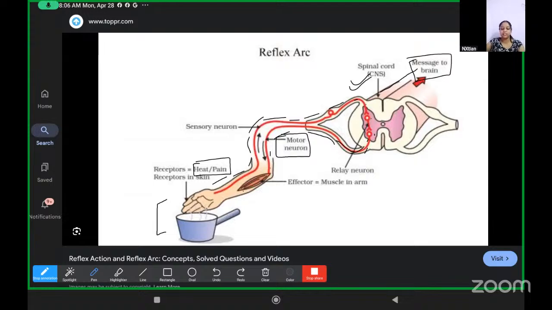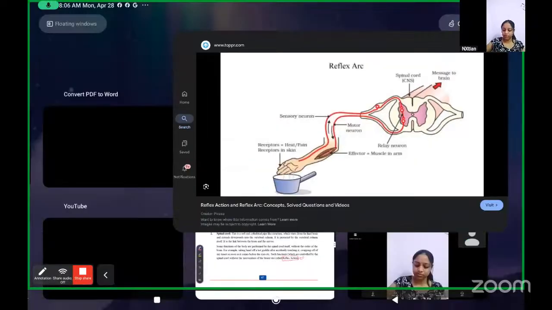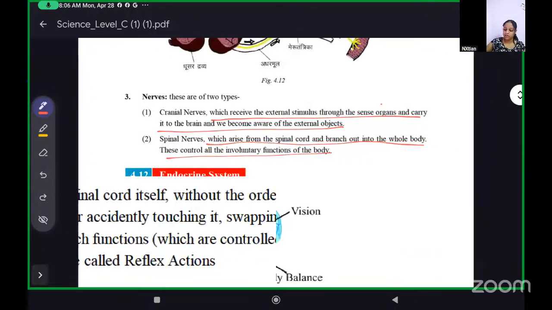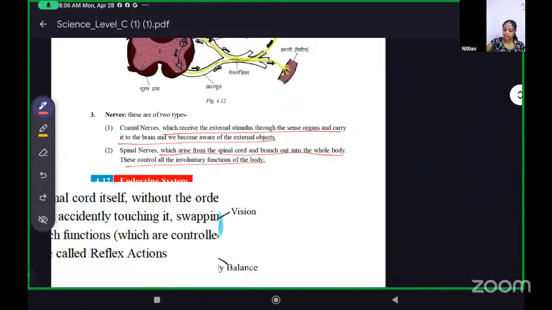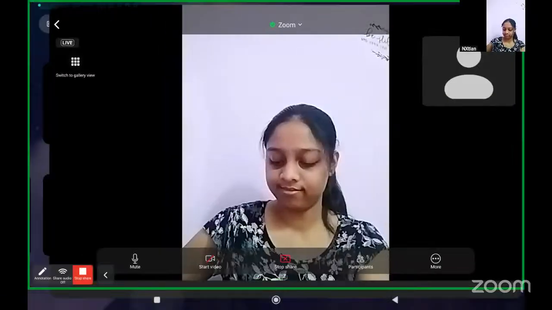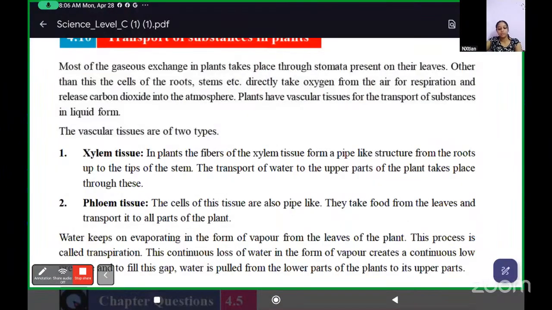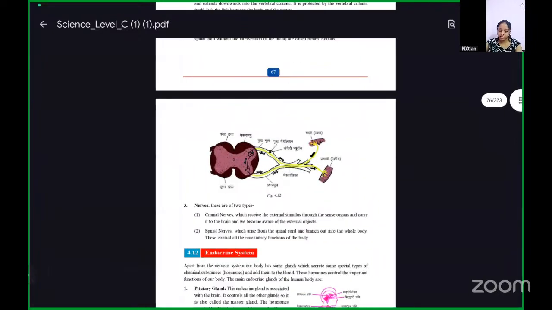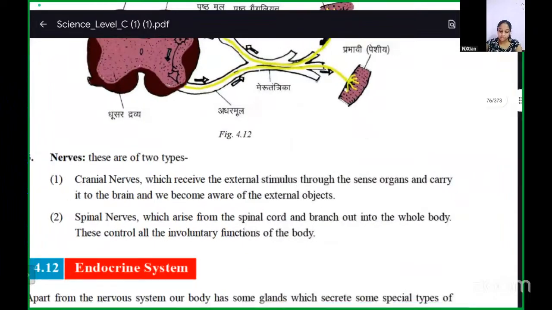We have cranial nerve. What is the other nerve? The other nerve, Anna, is known as spinal nerve. Yes, so two types of nerves are there, Anna. One is known as cranial nerve, and the other one is known as spinal nerve.